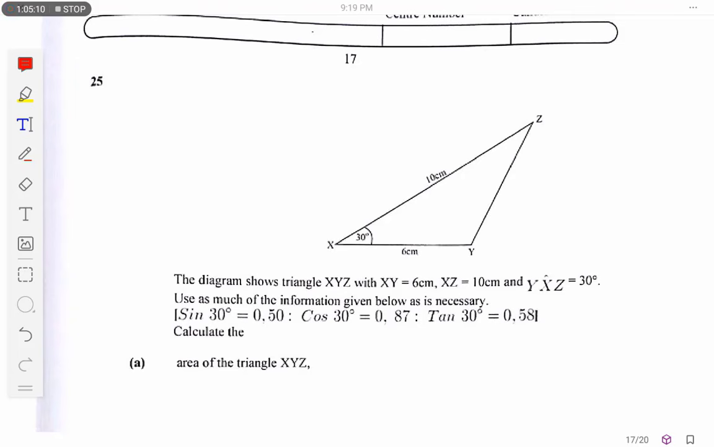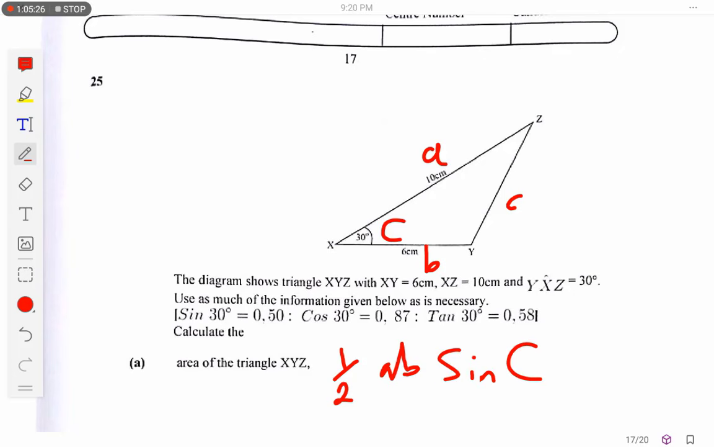So I can have this as A and this as B and this as C. So this will be my angle C there. So we have a formula that says half ab sine C, or sine theta. So if I say theta here, this means this is also theta there. It's one and the same thing.